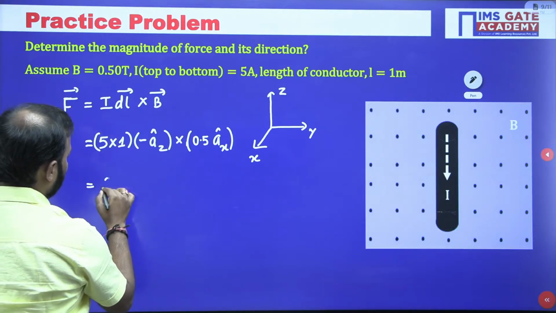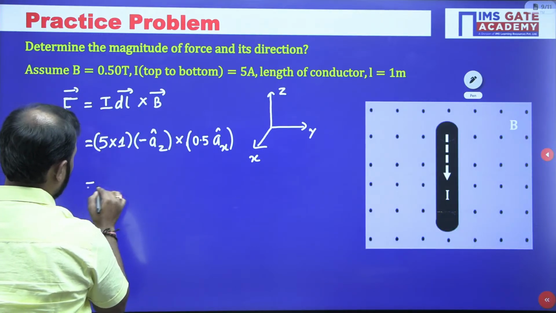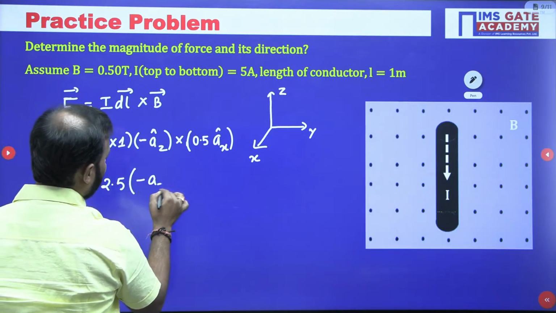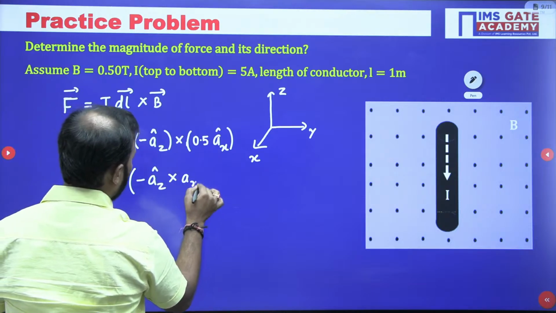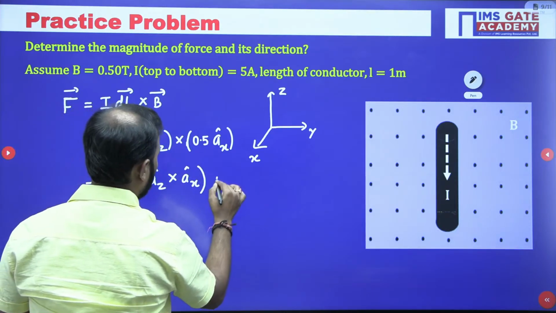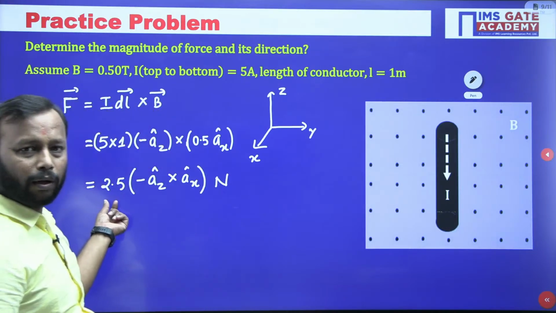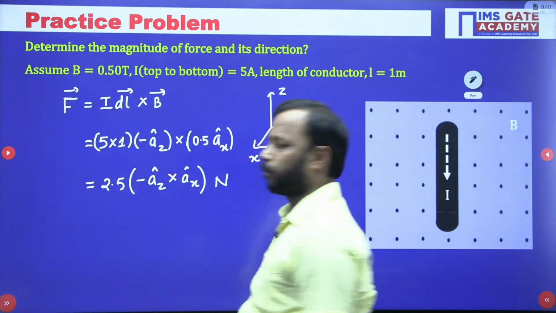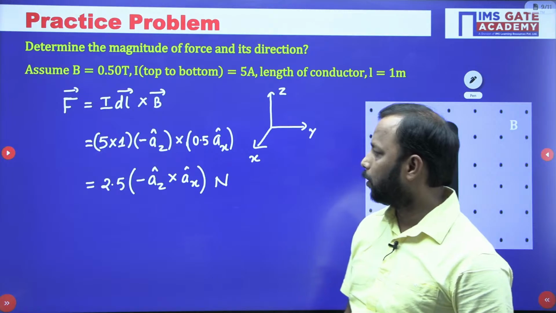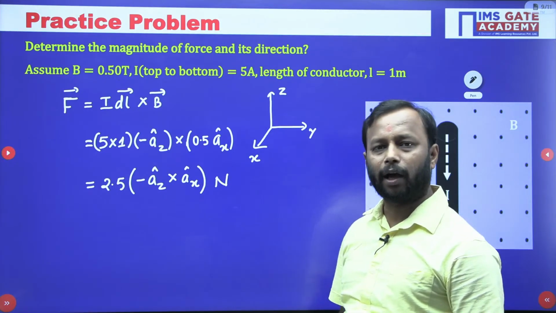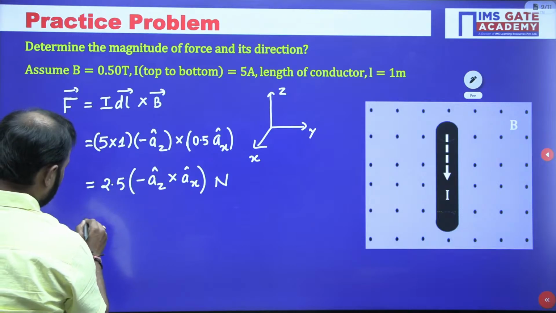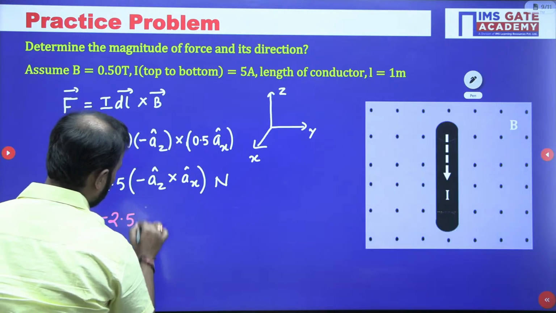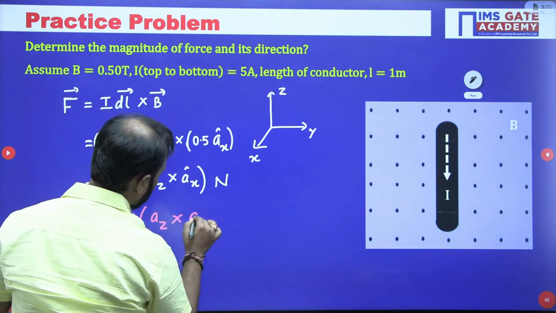So it is 2.5 minus az cap into ax cap Newton. Okay. So this is the magnitude and this will give you the direction. So how will the direction be? See, what will az cross ax be? This I can write in this manner: minus 2.5 az cross ax cap.